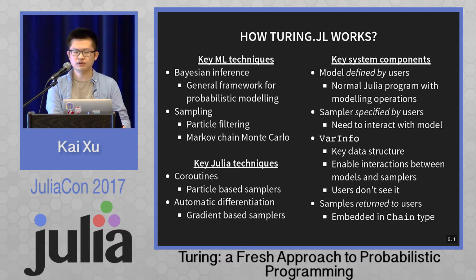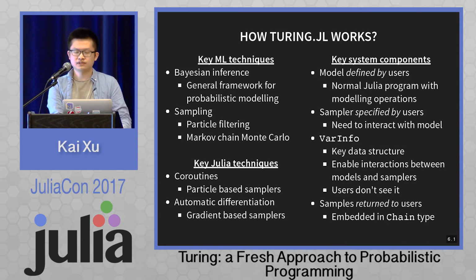About the system, we have four important key components. The model defined by the user: we've already seen that users can use the @model macro to define a Julia function as a model. We have also seen that users can specify a sampler with a specific sampling algorithm. And there is another hidden key data structure inside Turing, the so-called VarInfo. Basically, it handles the interaction between samplers and the model, and users will not see it.